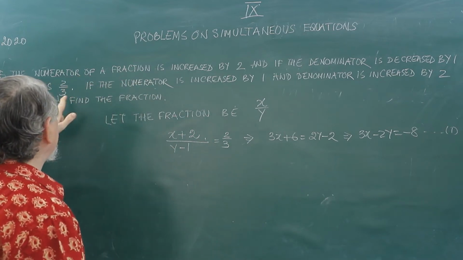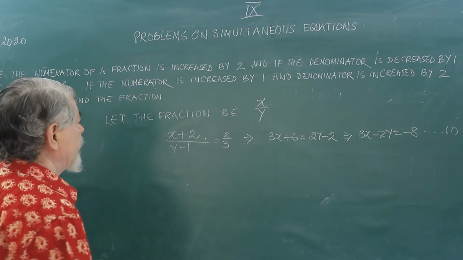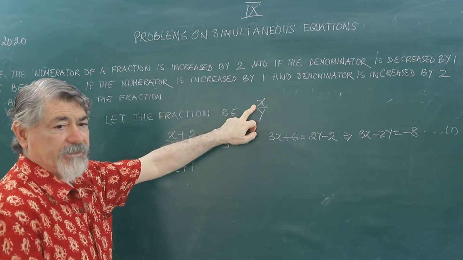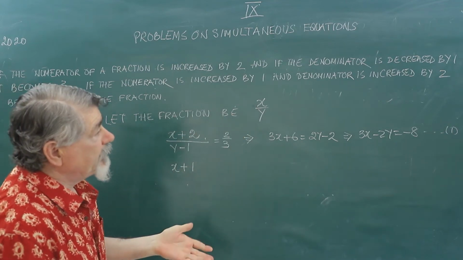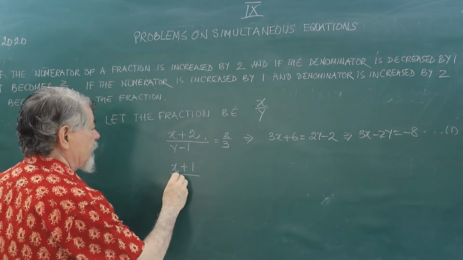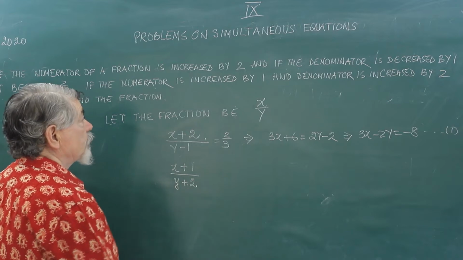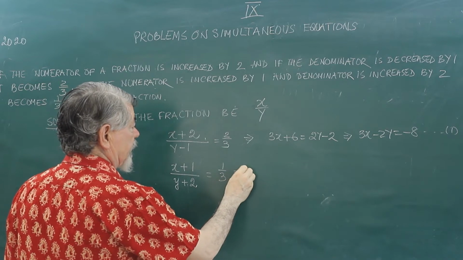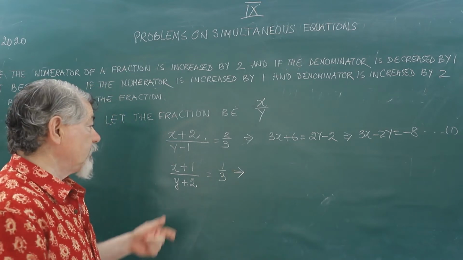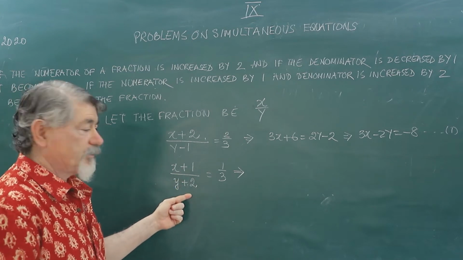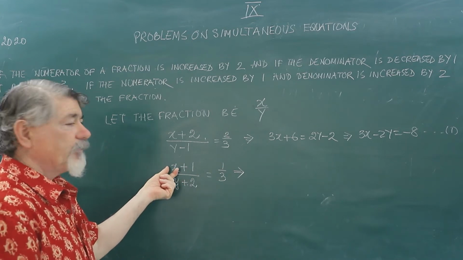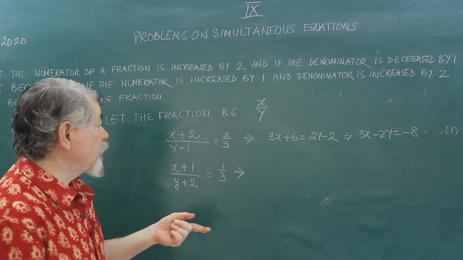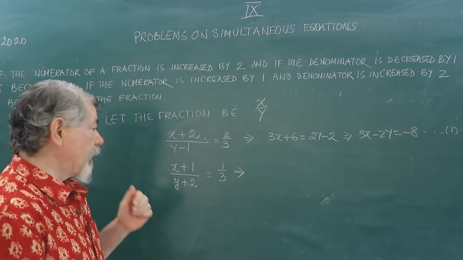Now the another thing is, in the second condition, if the numerator is increased by 1, numerator is x, it is increased by 1, and denominator is increased by 2, so y plus 2. The fraction becomes equal to 1 upon 3. So from the second condition we got the equation x plus 1 upon y plus 2 is equal to 1 upon 3. Numerator was x, it is increased by 1. Denominator was y, it is increased by 2, and the fraction becomes equal to 1 upon 3.